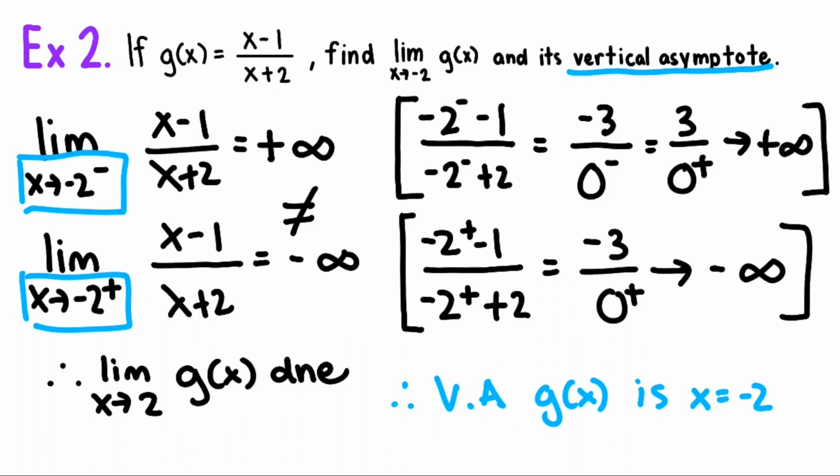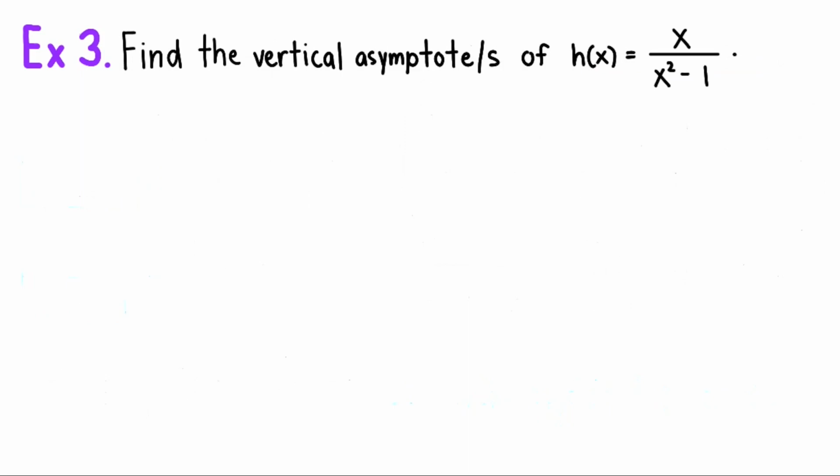And now let's move on to the last example. Here we are tasked to find the vertical asymptote or asymptotes of h of x equals x over x squared minus 1. Again, feel free to pause the video so that you may try this one first on your own.